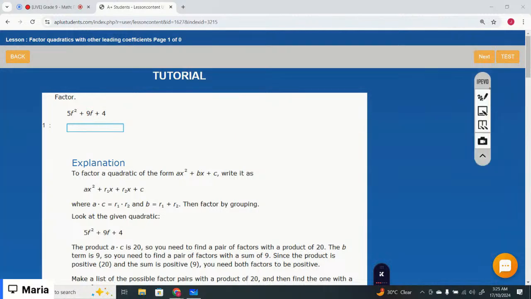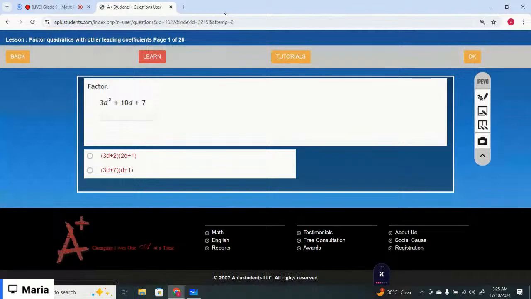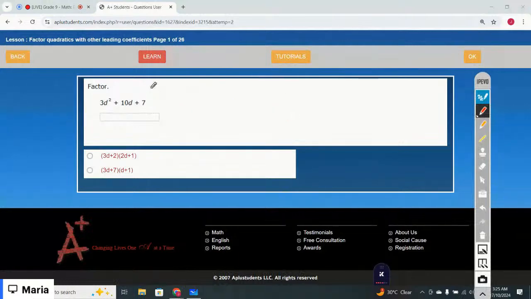Let's just start with the test questions. That is already solved. You can have a look at the one later today. Okay, so that is 3d squared plus 10d plus 7. Just listen to me carefully. You need to break down that 10d into two numbers that when added make 10 and that when multiplied make 21, that is 3 times 7. You are going to find two numbers that when added make 10 and that when multiplied make 21. So which is the correct option?